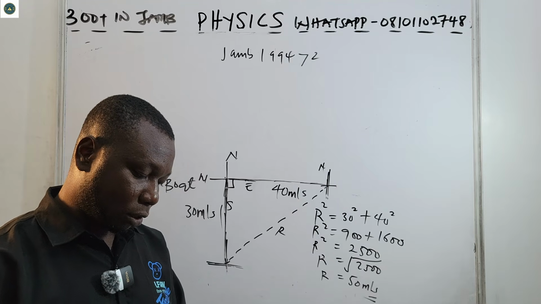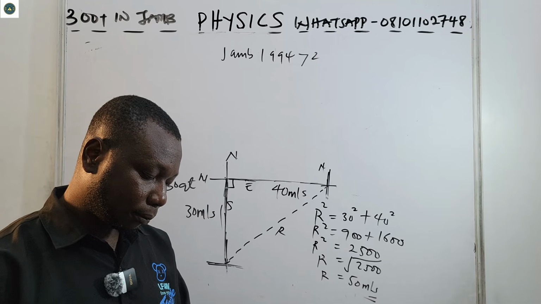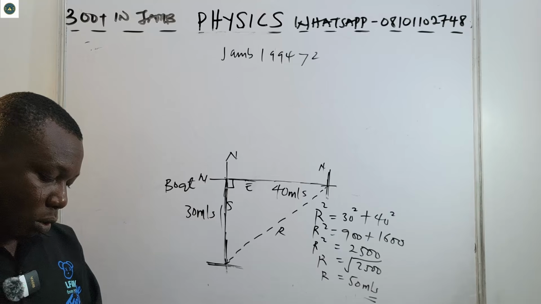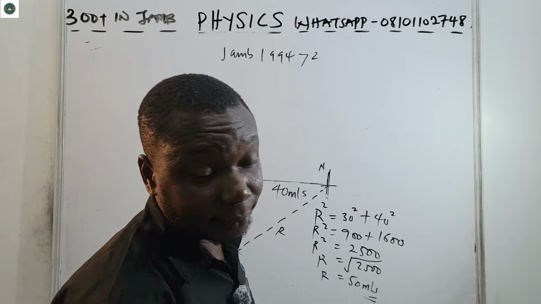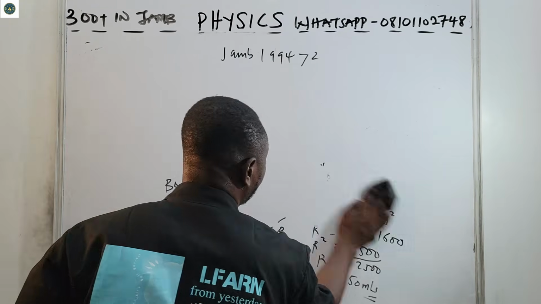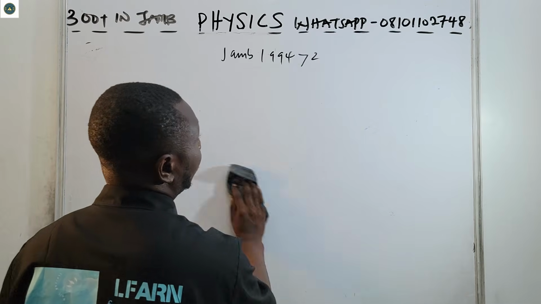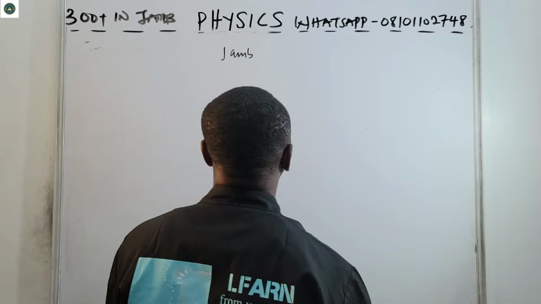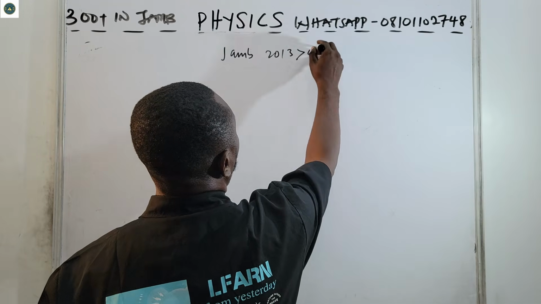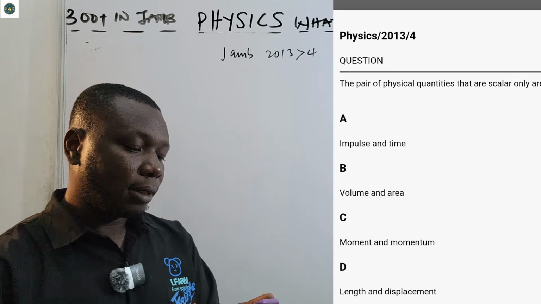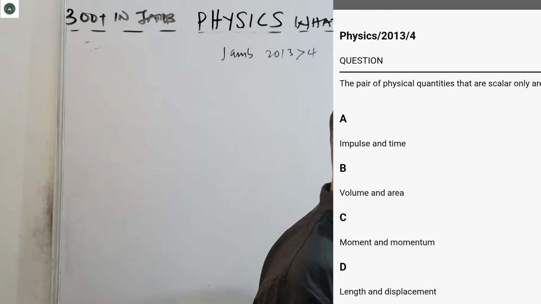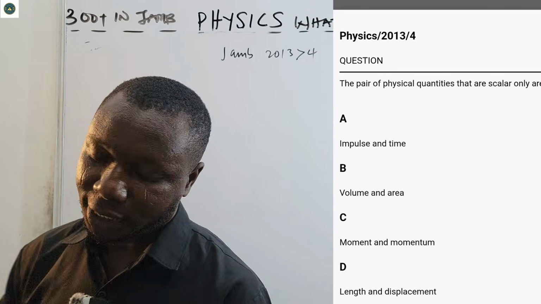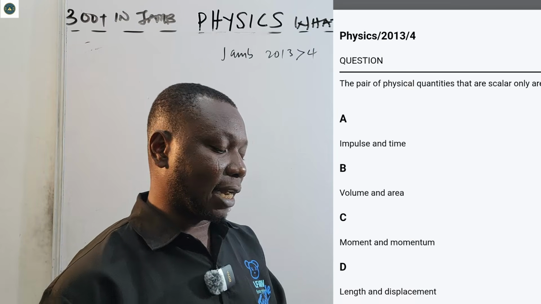Okay, let's see more questions. 2013, question 4. The question says, the pair of physical quantities that are scalar only are dash.